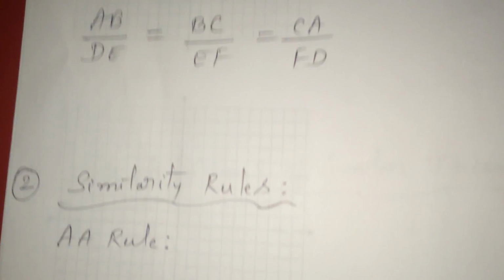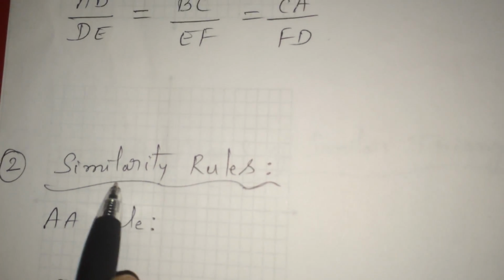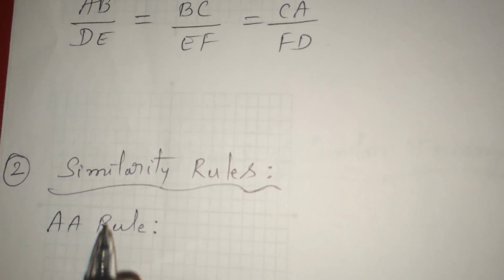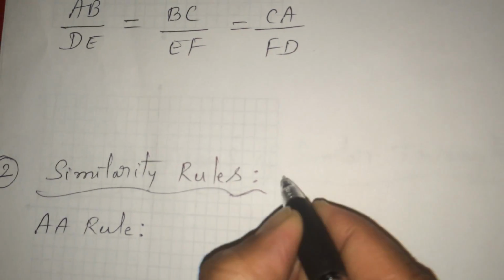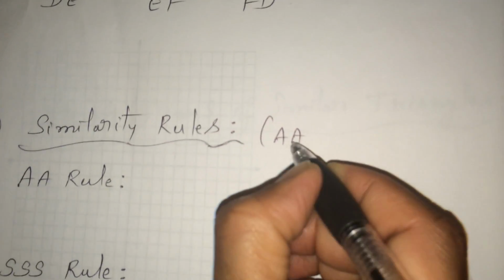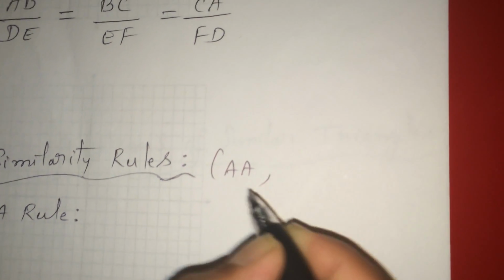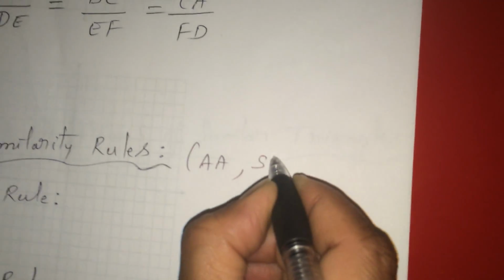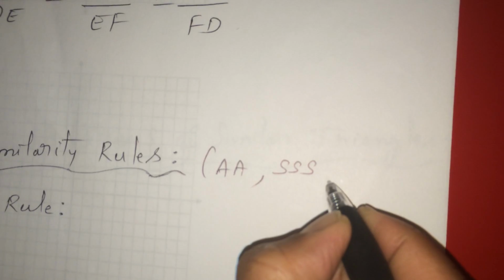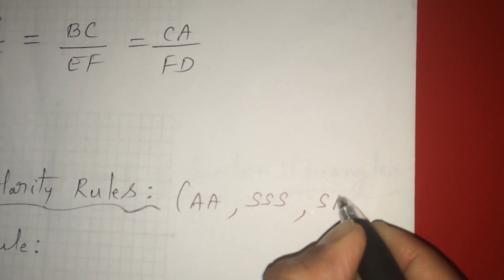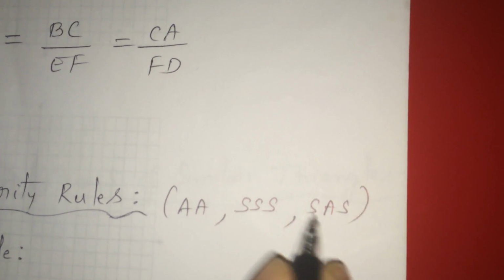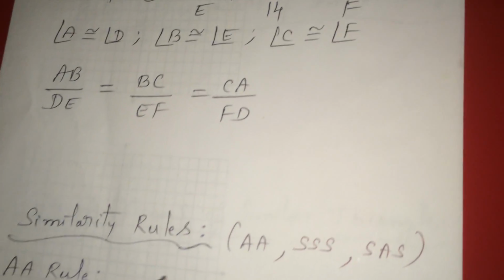Next, like congruency rules, we have similarity rules. We have three rules in total. One is the AA rule, also called the triple A rule. The second one is the triple S rule, that means three sides. And the third one is the SAS rule of similarity. So what are these three rules? Let us see in detail.